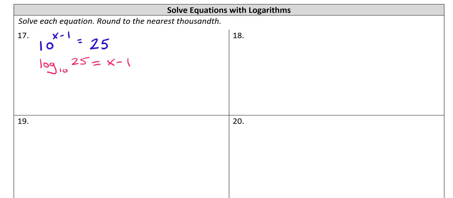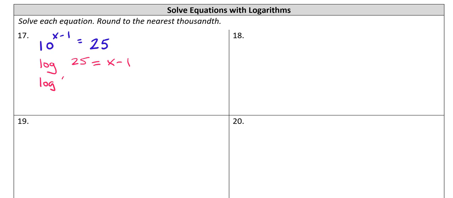Now, how does this help me? Well, because I can actually find log base 10 of 25, which is the common log, so I really shouldn't put a base 10 there. I should just put log of 25. I can use my calculator to find that. Now, before I actually use my calculator, however, I'm going to finish solving for x.